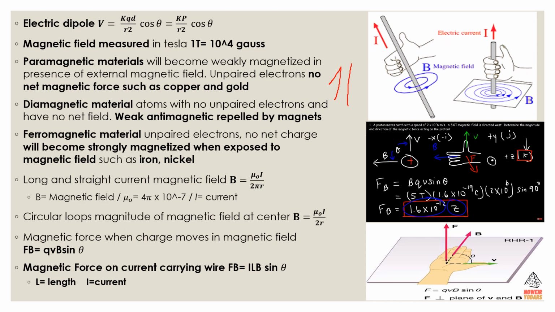These are the diamagnetics. And then lastly, you've got ferromagnetics, and these have unpaired electrons and no net charge, and will become strongly magnetized when exposed to magnetic fields, such as iron and nickel. And these kind of look like this.